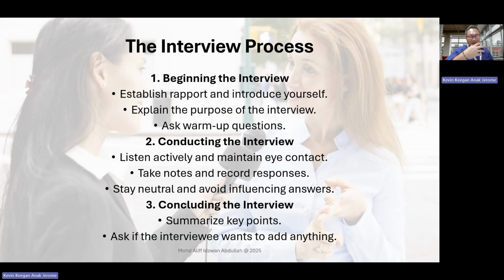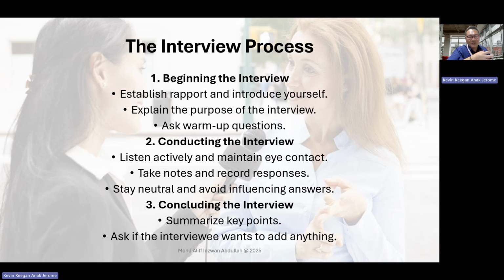So, at the beginning of the interview, establish rapport, introduce yourself, explain the purpose of the interview, and ask warm-up questions. Number two, conduct the interview: listen actively and maintain eye contact, take notes and record responses, stay neutral and avoid influencing answers. You don't put your words in his or her mouth, wanting the person you interview to answer the way you want. Let them speak accordingly.